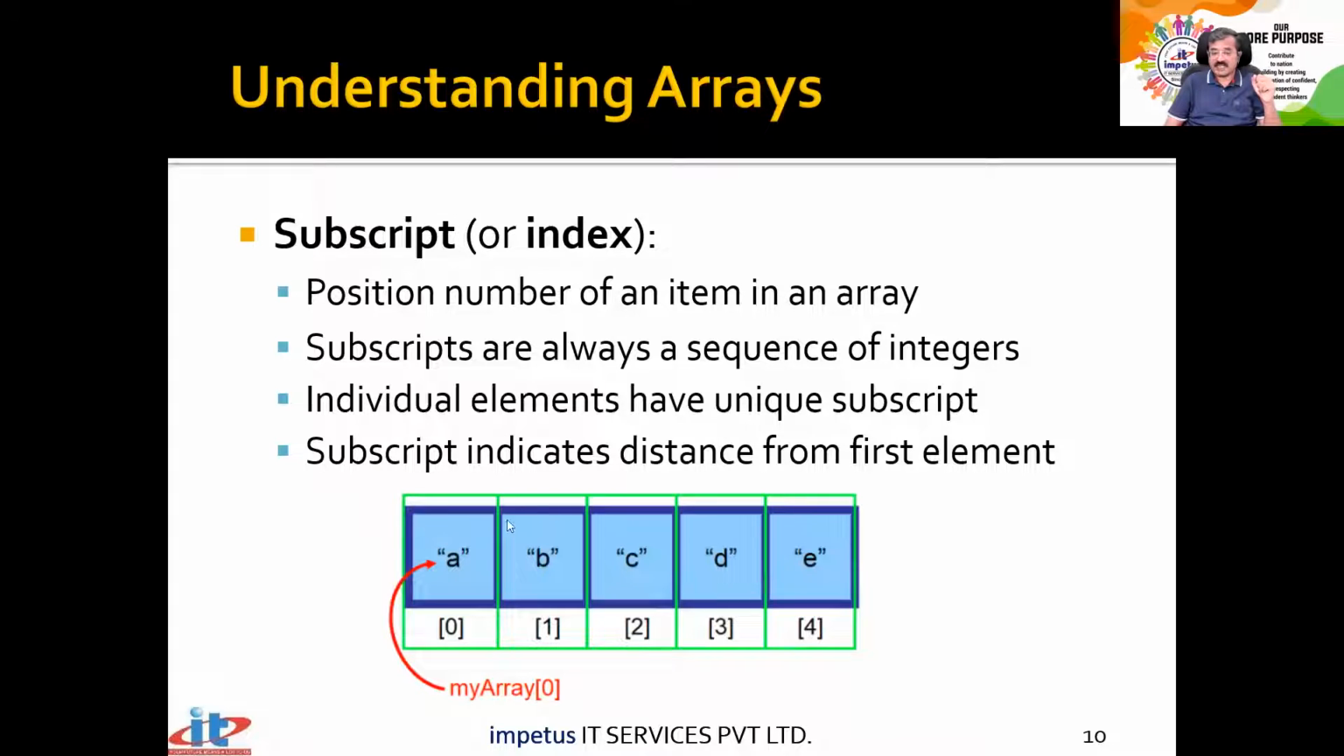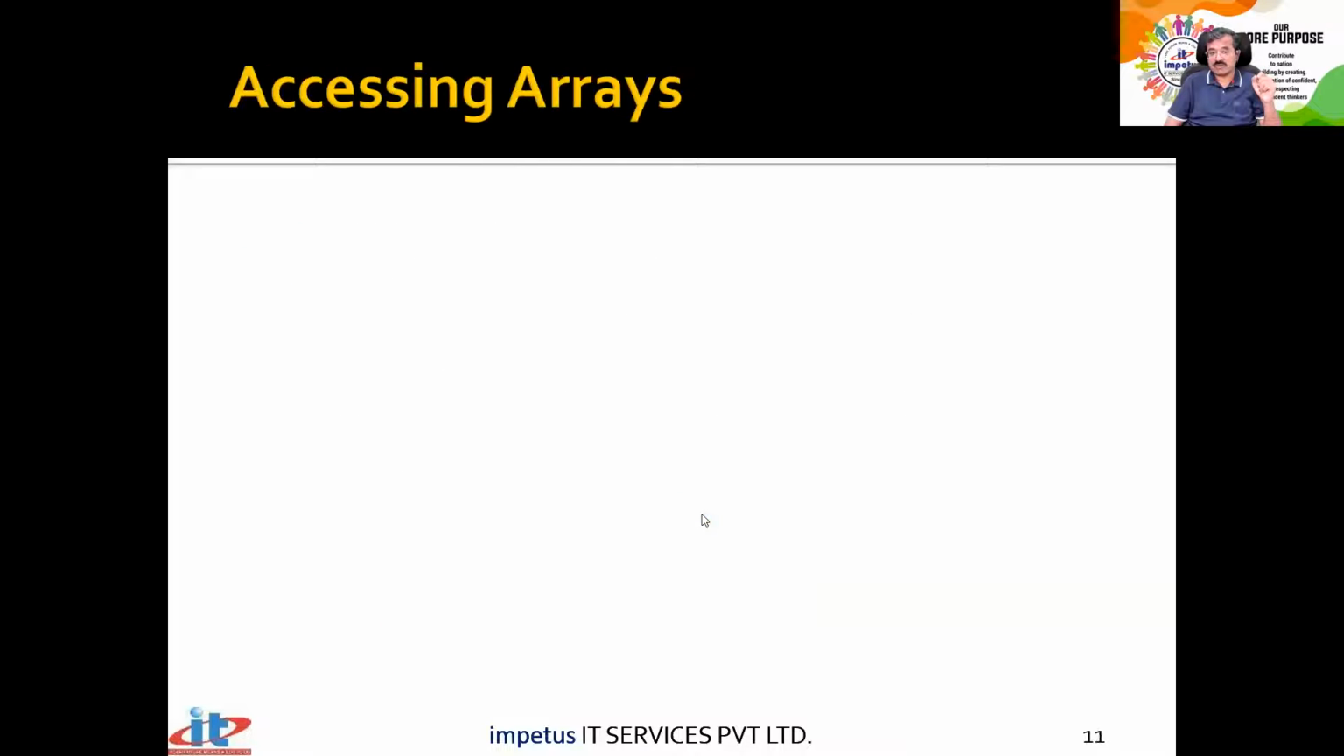So my array is an array I have created, that's the array name. If I say my array of 0, whatever is the value at the 0th position, it will give me A. Likewise, if I say my array of 1, it will give me B. If I say my array of 2, it will give me C. My array of 3 will give me D. And my array of 4 will give me E. A, B, C, D, E is what we have stored.